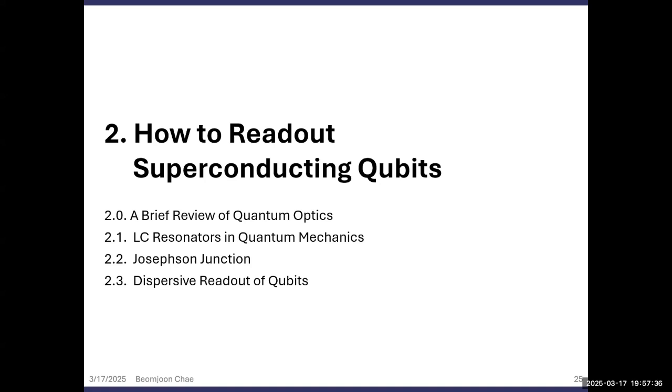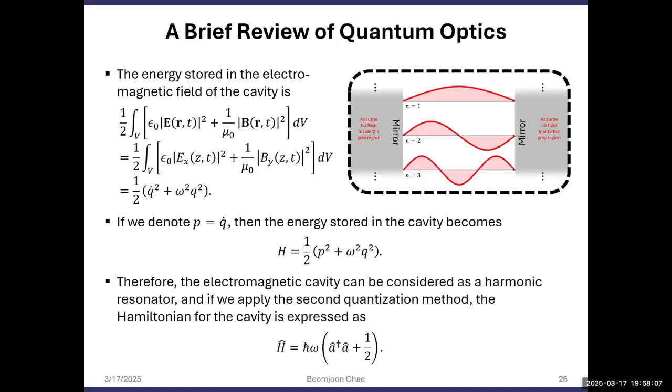One of the big characteristics in this field is that we use the Josephson junction as a kind of inductive electric circuit component. I'm going to explain this, and finally I'm going to introduce how to read out qubits using the method called dispersive readout. First, briefly, I'm going to review the quantum optics.